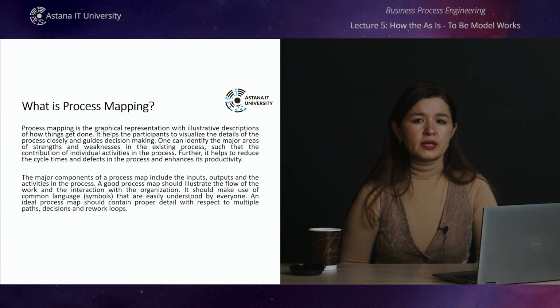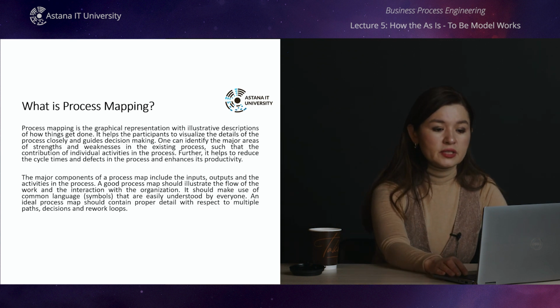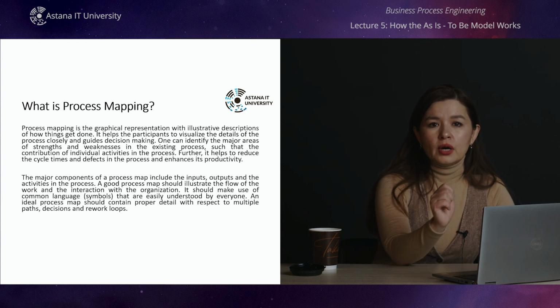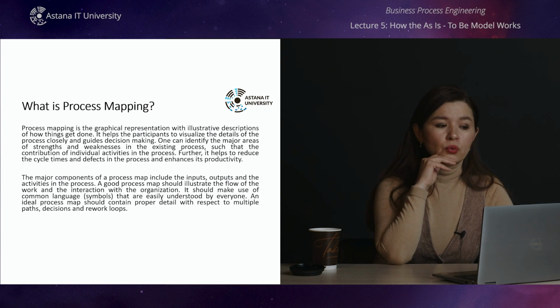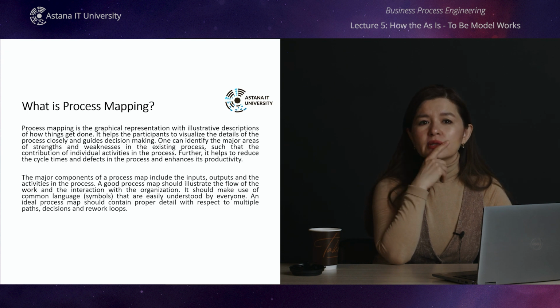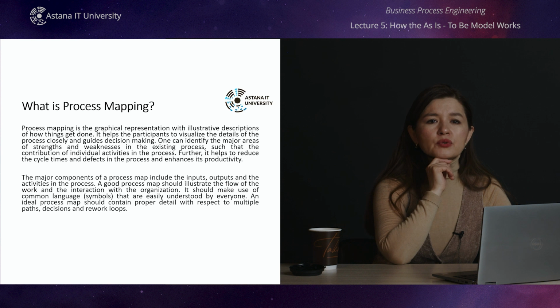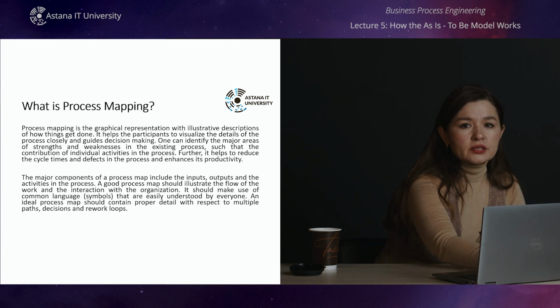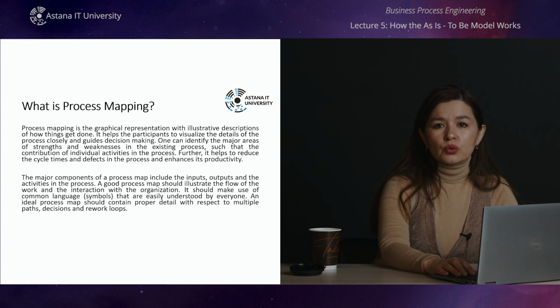Process mapping involves creating a visual representation of a process using graphic symbols and illustrative descriptions. So, the visual representation makes it easier for participants to grasp the complexities of the process. A good process map should illustrate the flow of the work and the interaction within the organization. It should make use of common language and symbols that are easily understood by everyone. An ideal process map should contain proper detail with respect to multiple paths, decisions, and rework loops.